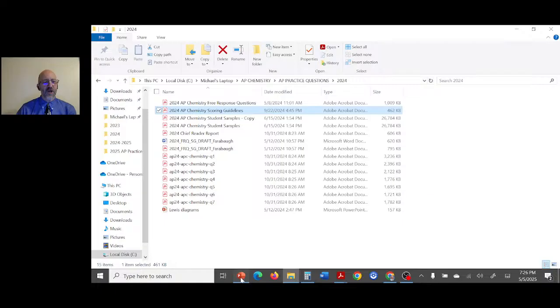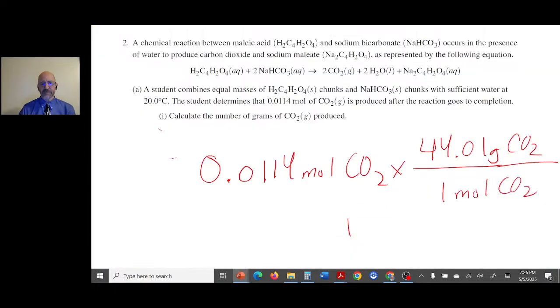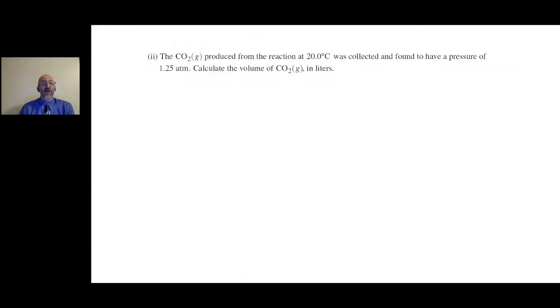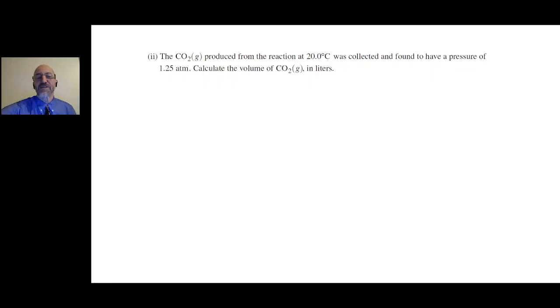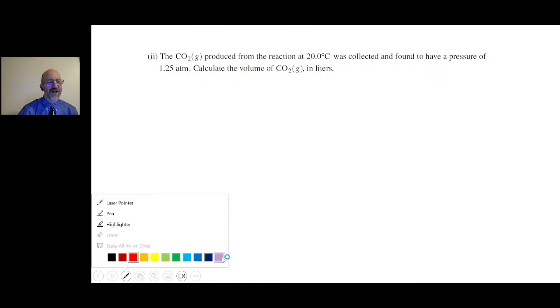Okay, so the next part is that the CO2 that was produced from the reaction, now we are given a temperature, we are given a pressure, and the number of moles has already been given to you as well. So we have moles, we have temperature, and we have pressure. So we're going to go ahead and use, I'm just going to switch color. I don't really want to do red every single time.